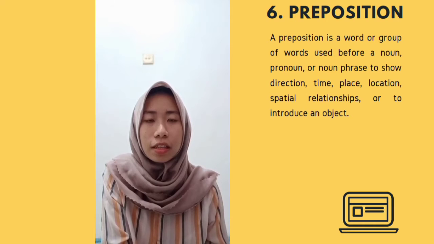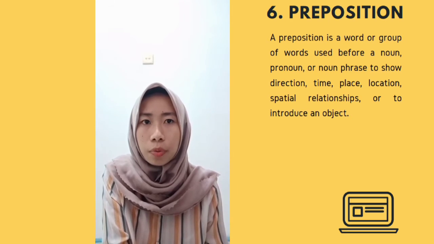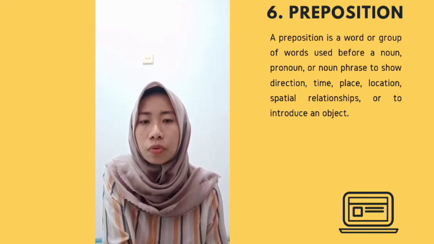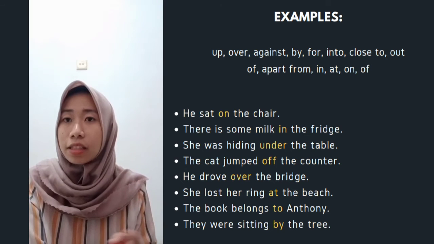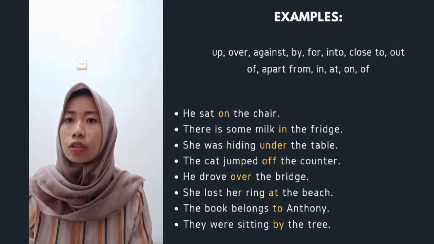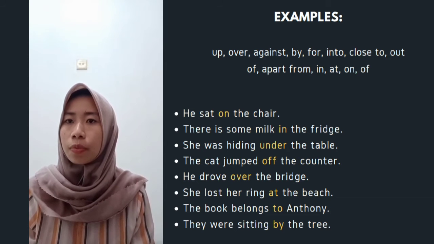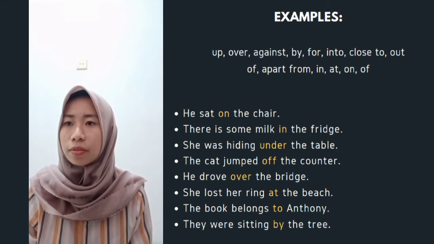So the next is preposition. A preposition is a word or group of words used before a noun, pronoun, or noun phrase to show direction, time, place, location, spatial relationship, or to introduce an object. Let's see the examples: up, over, against, by, for, into, close to, out of, part of, at, in, on, of. Those are the examples of prepositions.